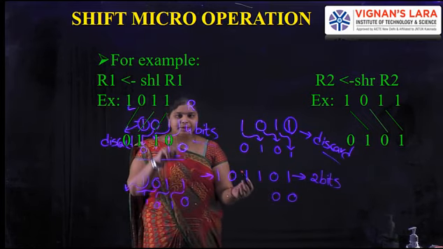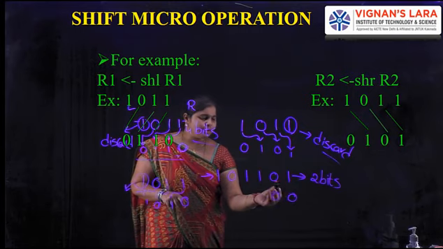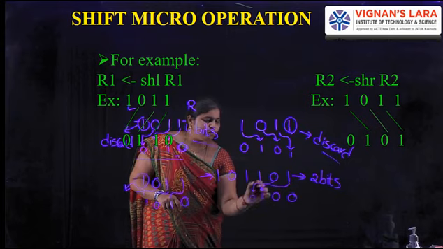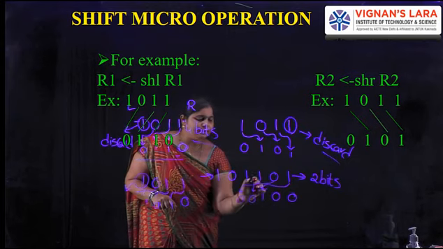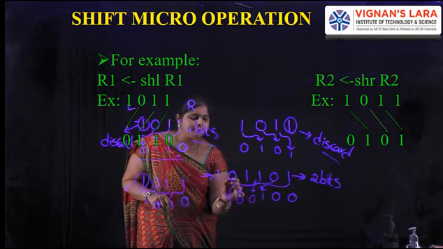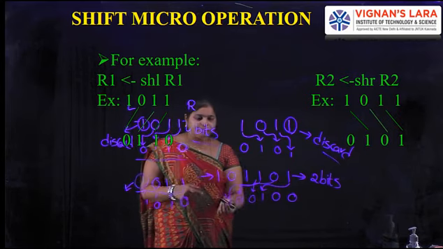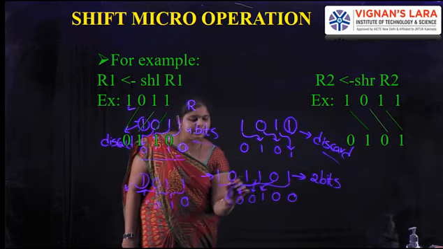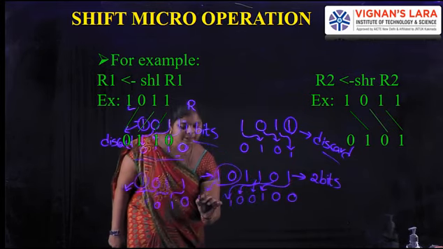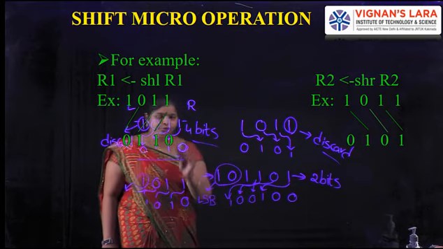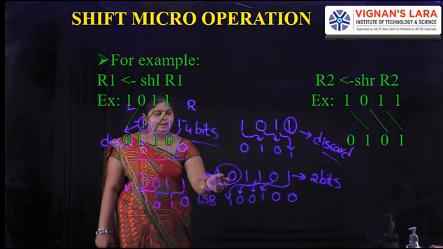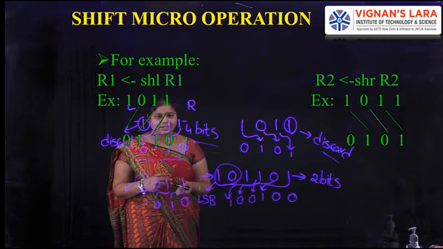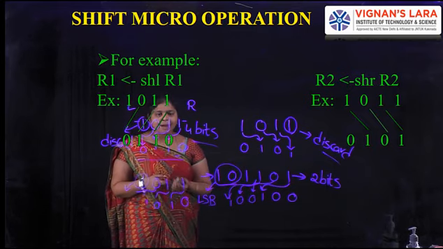The information is transferred, with each bit moved one position from right to left. Here the leftmost significant bits are discarded. In any 4-bit, 6-bit or 8-bit register, the leftmost significant bits are discarded. That's why this is a major disadvantage of the logical shift micro operation.